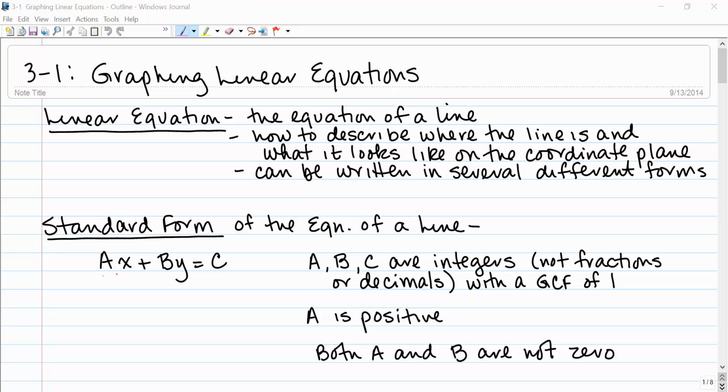and that is ax plus by equals c, where a, b, and c are integers, that is, they're not fractions or decimals, and they have a greatest common factor of 1. In other words, a, b, and c cannot all be divided by the same number. A has to be positive, and both a and b cannot be 0.